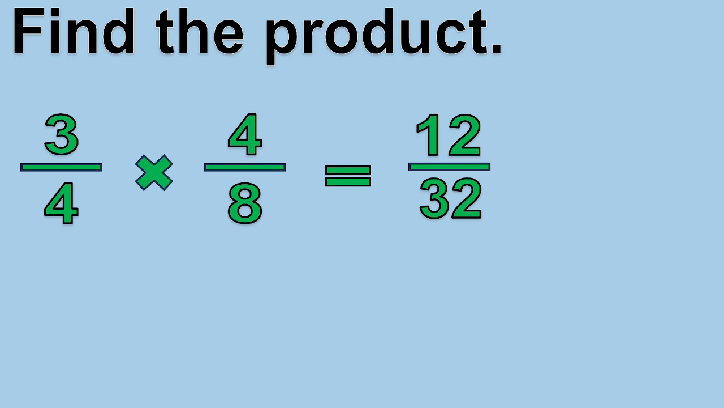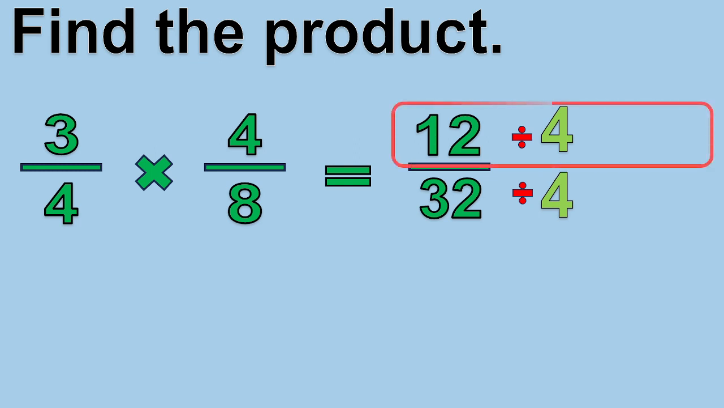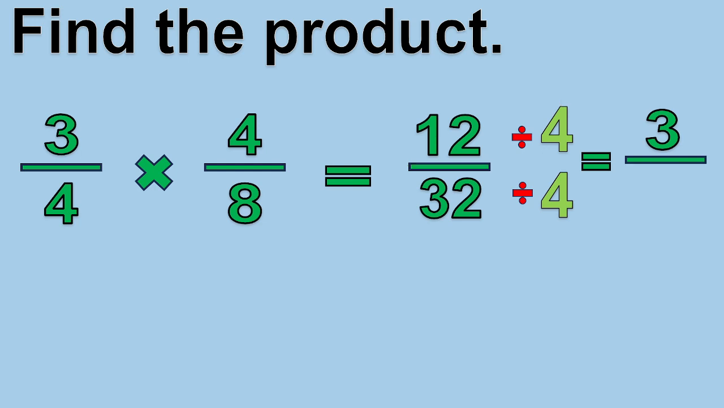4 is the greatest common factor of 12 and 32. So, divide both 12 and 32 by 4 to simplify. So, 12 divided by 4 equals 3. And 32 divided by 4 equals 8. Therefore, our final answer is 3/8.